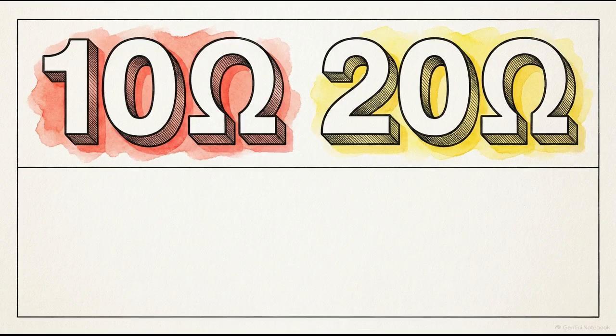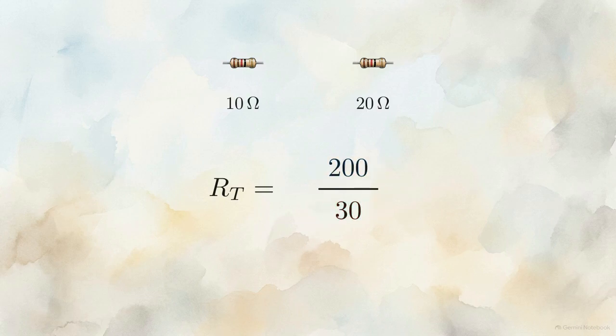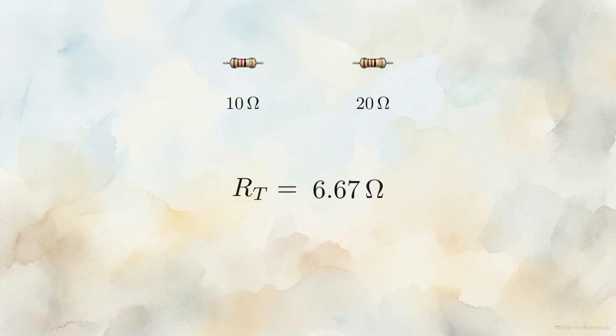For systems with 3 or more resistors, we use this standard fractional formula. We add the reciprocals of each branch to find the total, but field electricians frequently deal with just 2 parallel loads. For that, we use this faster shortcut. R total equals R1 times R2 divided by R1 plus R2.